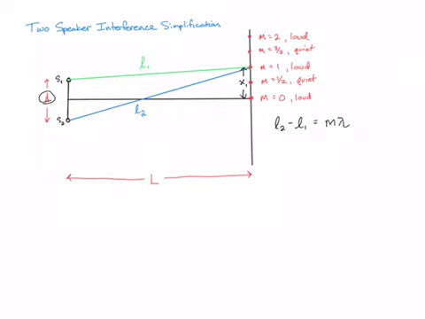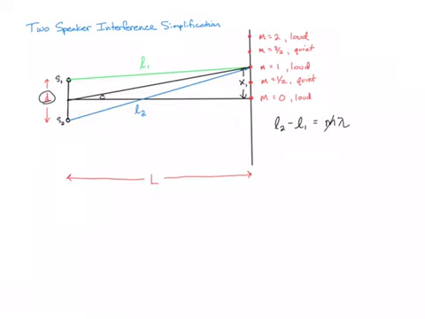Alright guys, so here's a trick that you can use to solve for this problem. And remember, the idea still is that L2 minus L1 has to equal M times lambda. And in our case, M equals 1, so L2 minus L1 just equals lambda. Alright, so what we're going to do is draw an extra line in here. And so what I've done is I've drawn a line from the midpoint of the two speakers up to that point where M equals 1, that first spot of constructive interference.